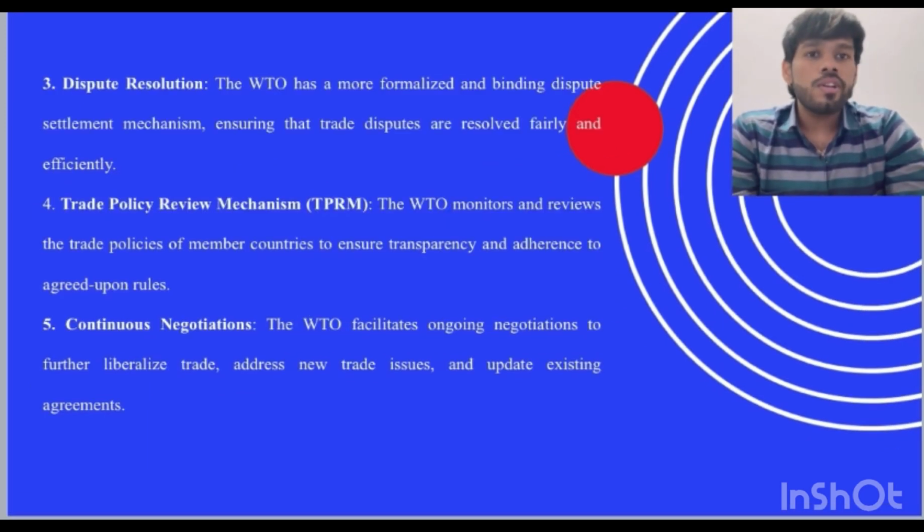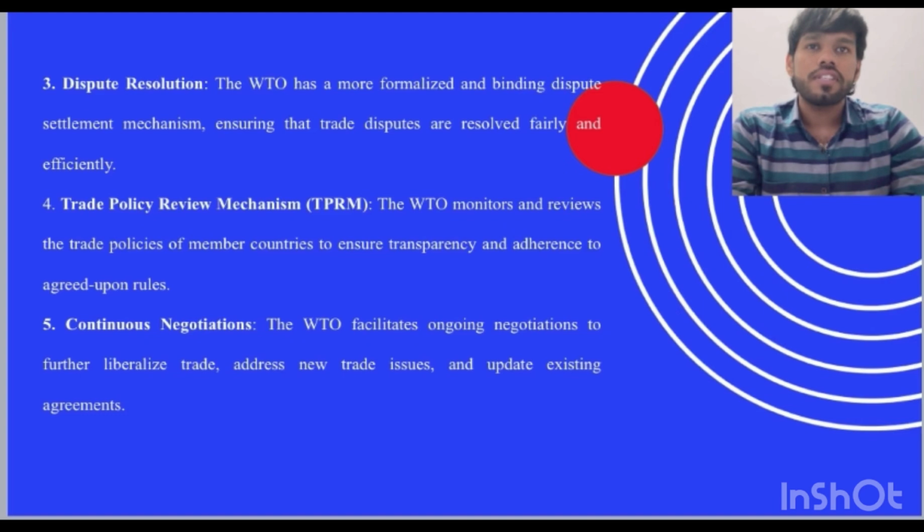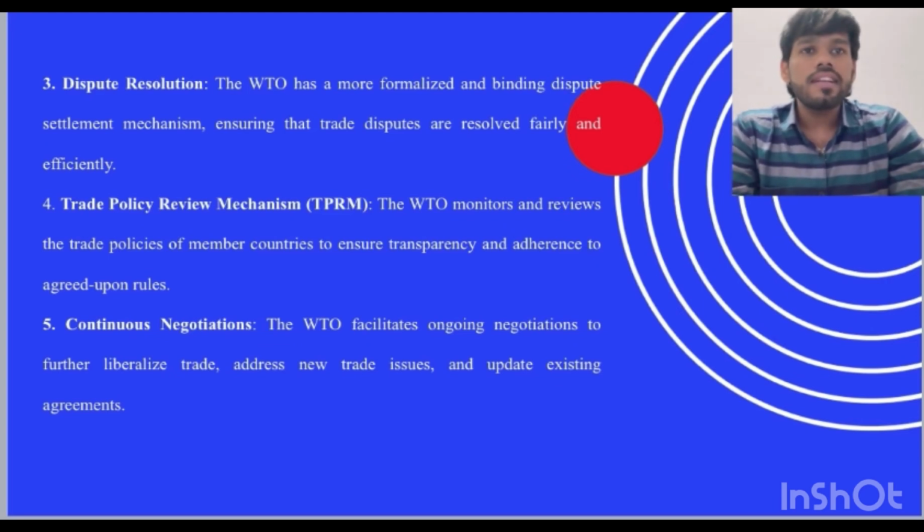And dispute resolution is the third one. The World Trade Organization has a more formalized and binding dispute settlement mechanism, ensuring that trade disputes are resolved fairly and efficiently. And the fourth one is the Trade Policy Review Mechanism, TPRM. The World Trade Organization monitors and reviews the trade policies of member countries to ensure transparency and adherence to the agreed upon rules. And the fifth one is continuous negotiation. The WTO facilitates ongoing negotiation to further liberalize trade, address new trade issues, and update existing agreements.